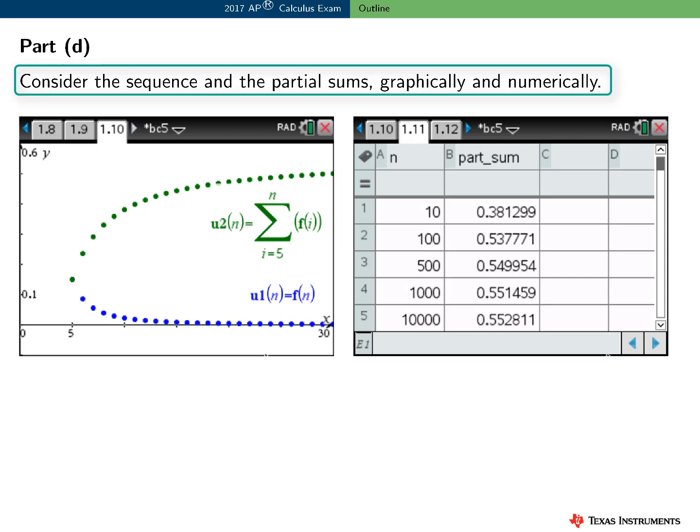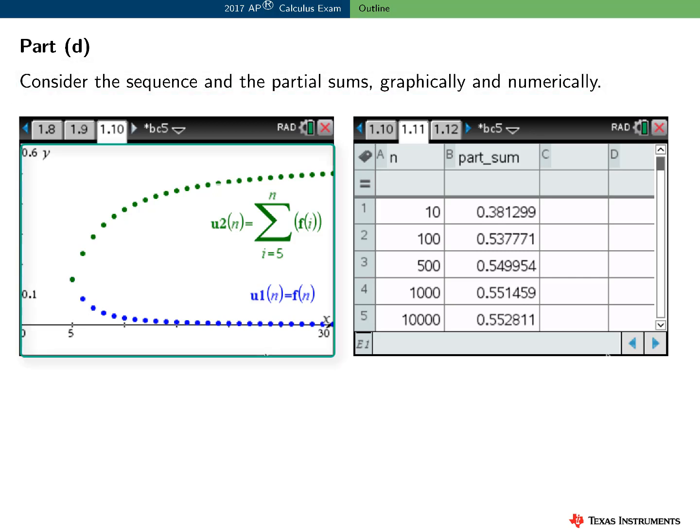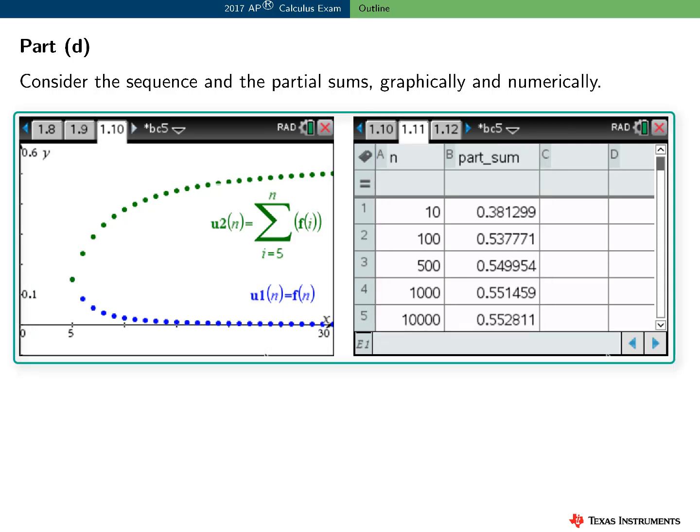In part D of the free response question, I want to use technology to investigate whether the series converges or diverges, graphically and numerically. So here's a graph of the terms of the series and the partial sums. And here's a small table of values of partial sums. Remember, neither is sufficient justification that the series converges, but both support the rule of 4 and help us to explore and confirm results.